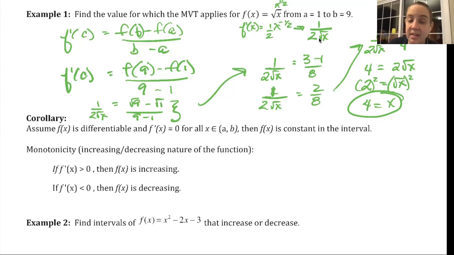F prime of x is not increasing, but the original function f of x is increasing. F prime of x is not decreasing. F of x, the original function, is decreasing. And another thing that you should know is this is just a fancy way to say positive. And again, fancy way to say negative.